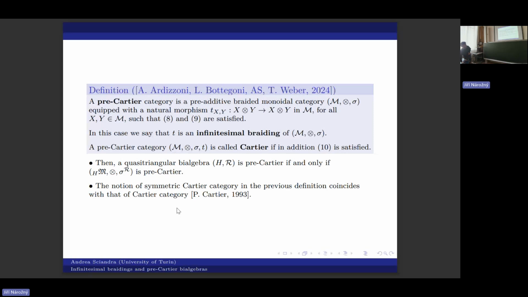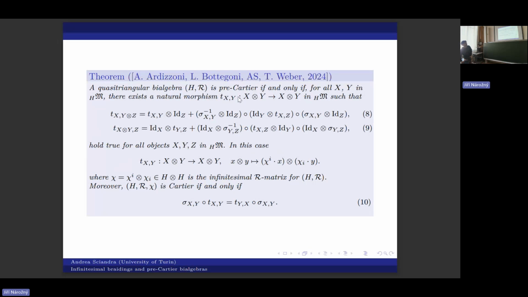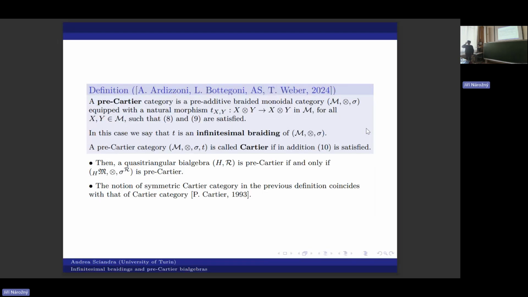So just to sum up, a Cartier category is just a pre-additive symmetric monoidal category with an additional T satisfying 8, 9, and 10. If you have 10, you also just need one of the two because you obtain the other using 10. So in our setting, we start with a category which is not necessarily symmetric, but just braided, and we just assume 8 and 9 instead of 10. So that's why we call this category pre-Cartier.